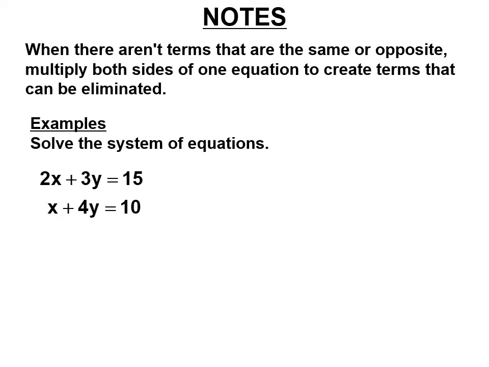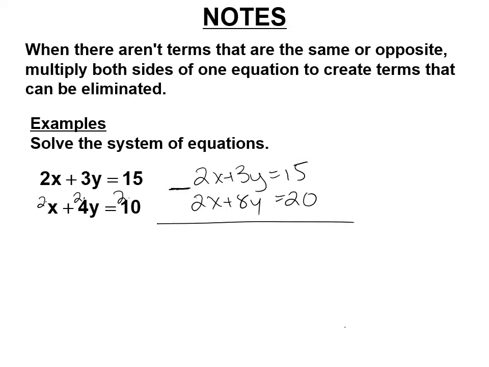So make a choice here. Well, I think the most obvious is to multiply everything here by 2. Top one stays the same, 2x plus 3y equals 15. The bottom then becomes 2x plus 8y equals 20. Now I can subtract them because I have terms that are the same. 2x minus 2x is 0. 3y minus 8y, negative 5y. 15 minus 20, negative 5. Divide both sides by negative 5, y equals 1.